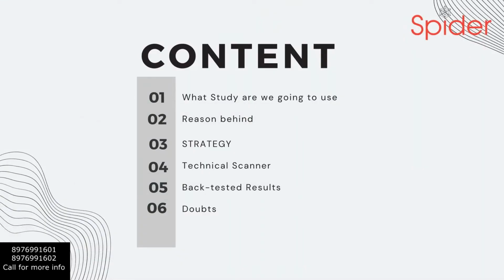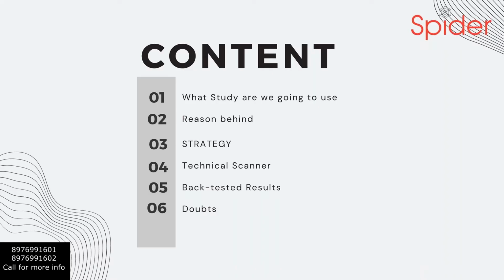The content for today is, first of all, we are going to discuss what study we are going to use, because till now I haven't disclosed the indicator that we are going to use. Then the second would be the reason behind using that particular indicator for my swing trade. Third would be the strategy. I will discuss the detailed strategy, like what is the entry level, what is the exit level, what exactly is the strategy. We'll discuss that in detail.